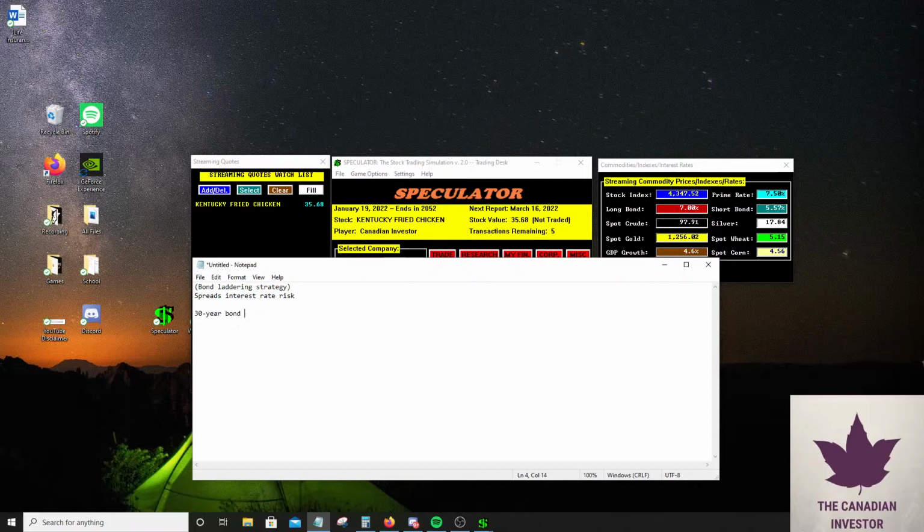A great way I like to think about it is if you buy a 30-year bond at 4%, that's great. You're going to make 4%. But what if interest rates go up 1%? Well, basically there's a 5% bond out there that pays for 30 years.